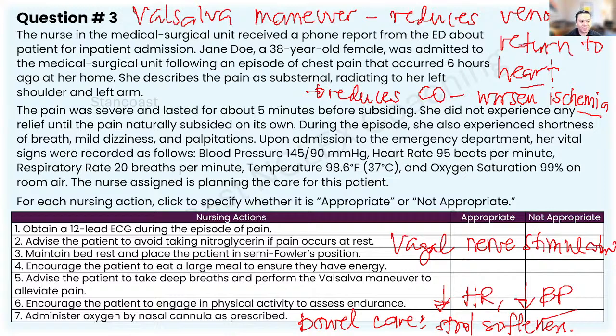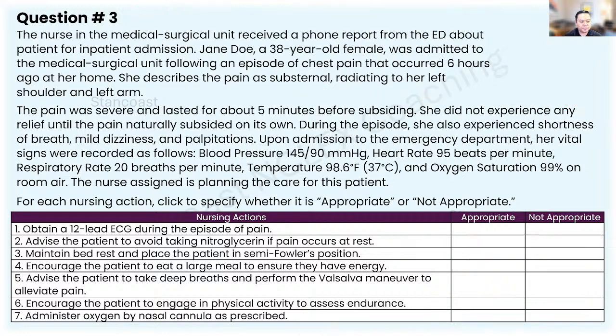Okay, let's take a look into what's number one? Obtain EKG. Yeah, that's appropriate. Maintain patient, that's not appropriate. Bed rest, appropriate. Number 4, encourage patient to eat large meal, not appropriate. A patient, deep breaths, Valsalva, that is wrong. Encourage the patient to engage in physical activity to assess endurance.